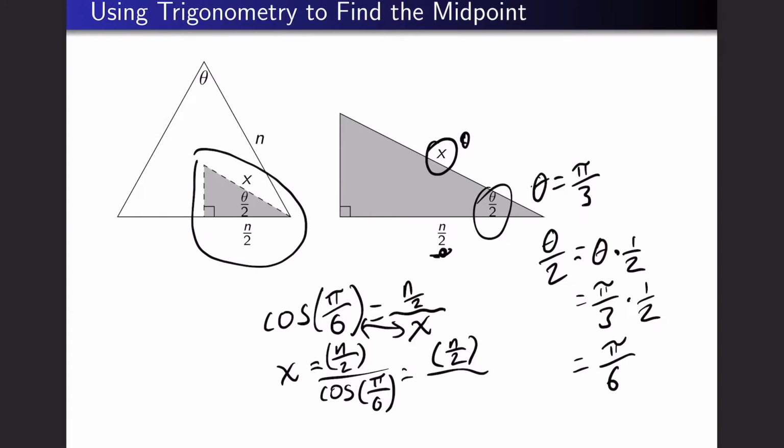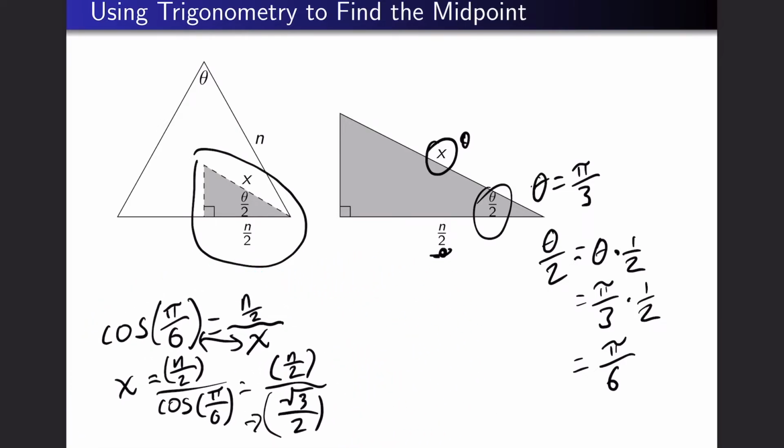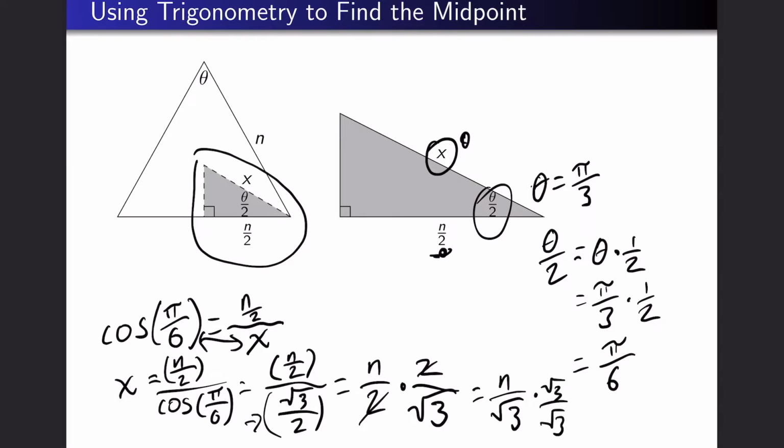If we remember back to our trig identities, cosine pi over 6 is simply root 3 over 2. And now we have division over division, which is the same thing as division times the reciprocal of this value. So that's n over 2 times 2, and then over root 3, the 2's cancel out. Now we have n over root 3. We want to make this a standardized value, so we're going to multiply the top and the bottom by root 3 over root 3. That way we don't have square roots at the bottom. And then this is n root 3 over 3. That's the value x.